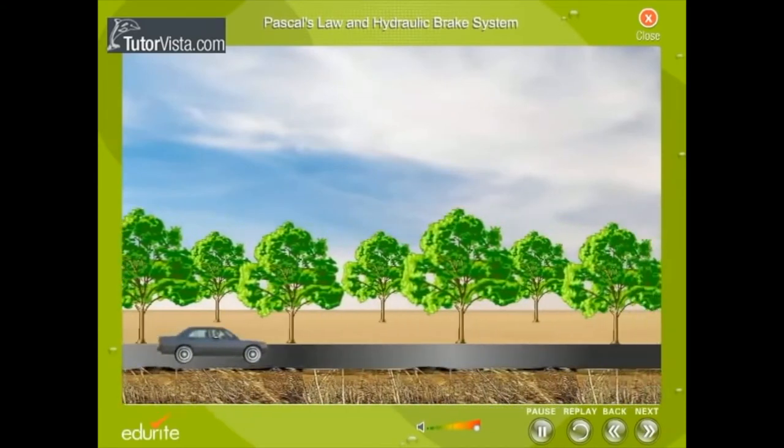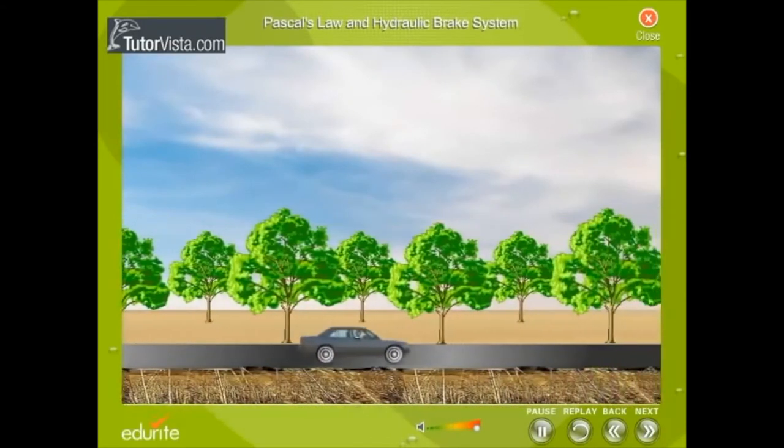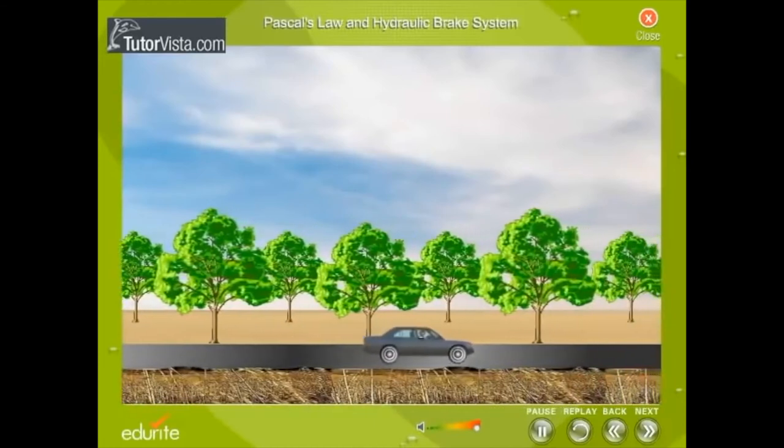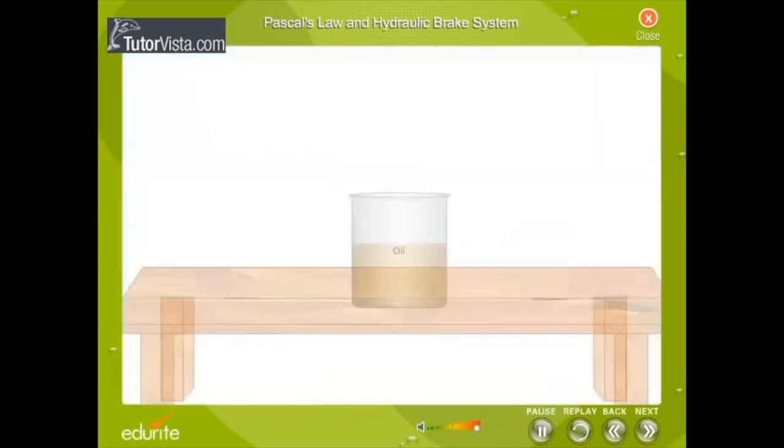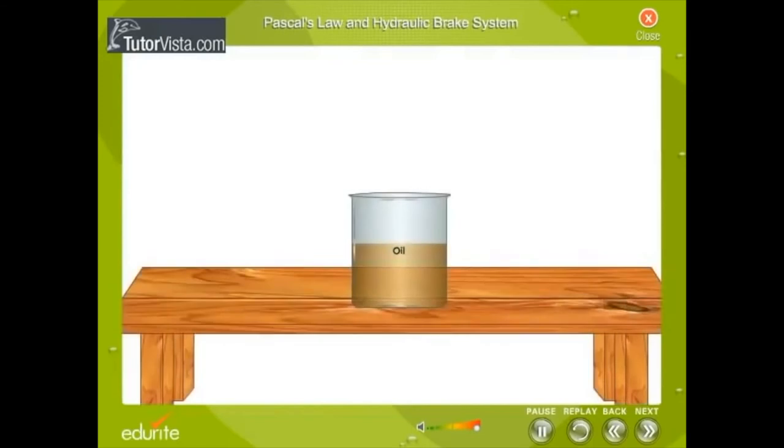Hydraulic brake system. We all know that a car slows down and stops when we apply brakes. But how does this happen? How does the force exerted on the foot pedal stop or slow down a car? How does it multiply the force so that it is enough to stop something as big as a car? The basic idea behind any hydraulic system is very simple. The force applied at one point is transmitted to another point using an incompressible fluid, generally oil. Most brake systems also multiply the force in the process.